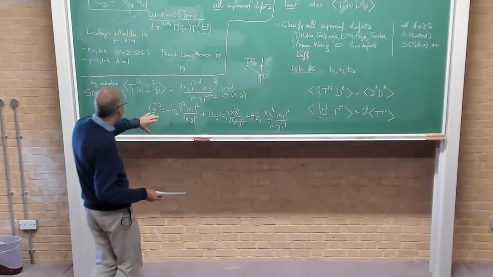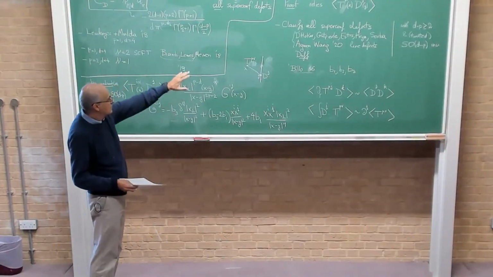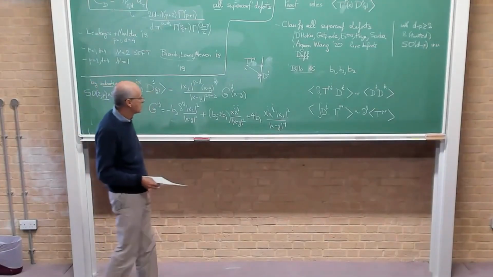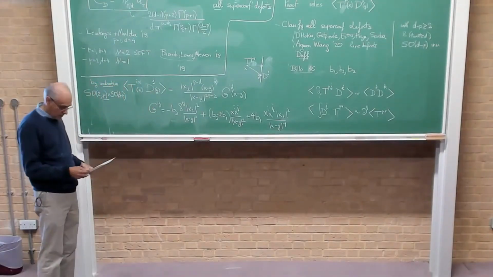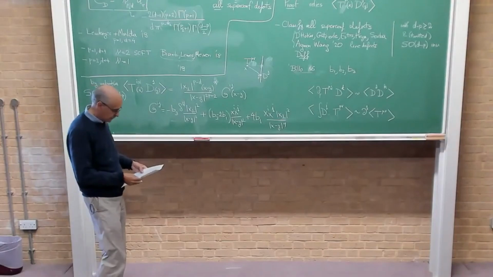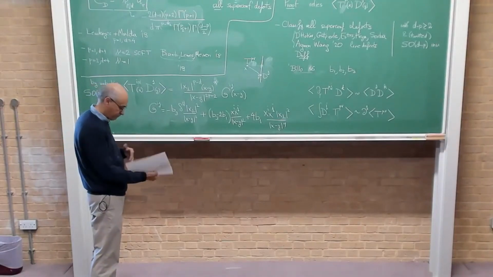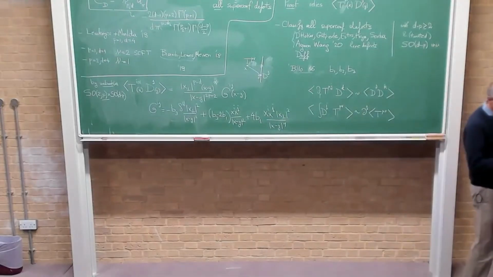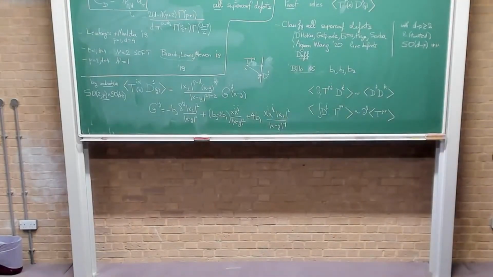No, B2 doesn't enter here. It only enters in the other components. So in this one, it's only B1, B3. Okay, so they derived equations that relate these things one to the other.